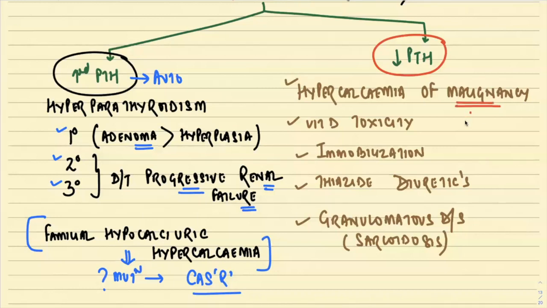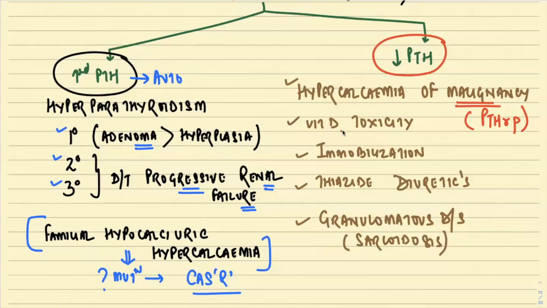So in malignancy, what did I tell you? Instead of PTH, what is raised? Yes, parathormone related peptide. Okay, parathormone related peptide is raised. So this is how we differentiate hypercalcemia of malignancy versus primary hyperparathyroidism.